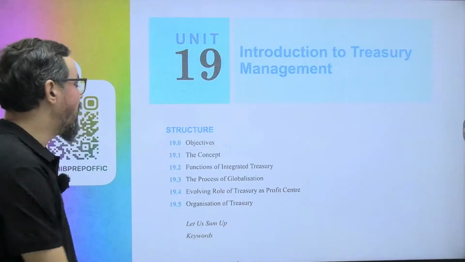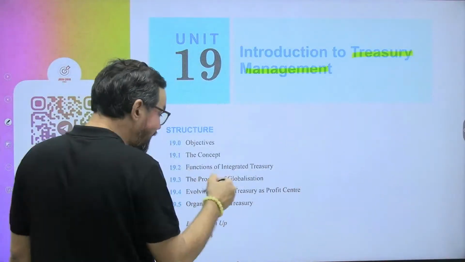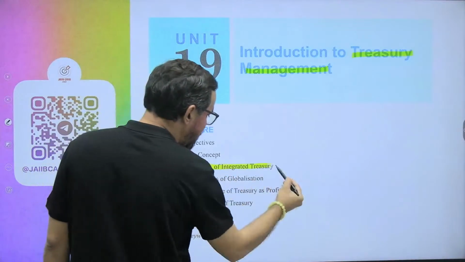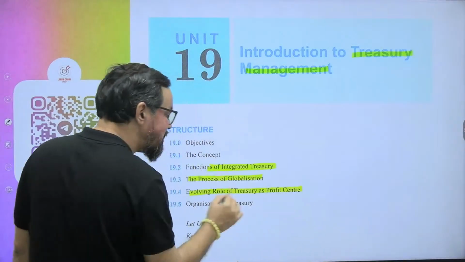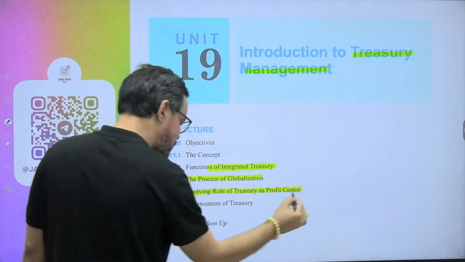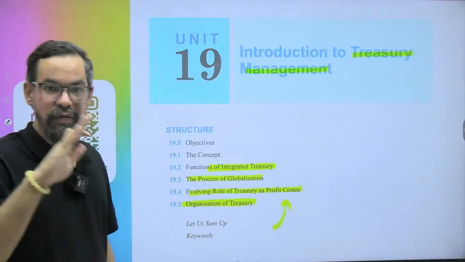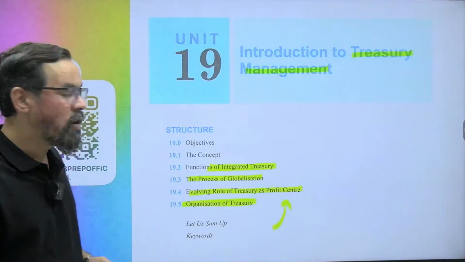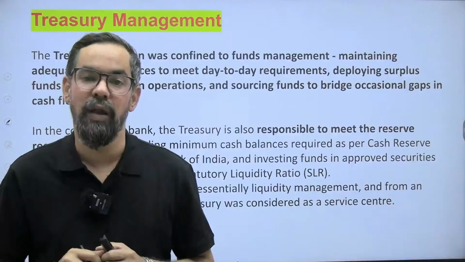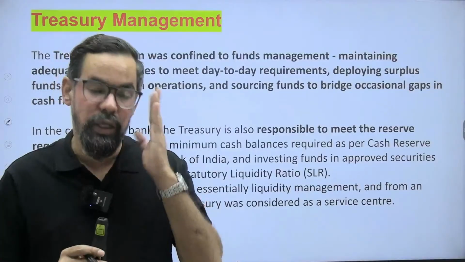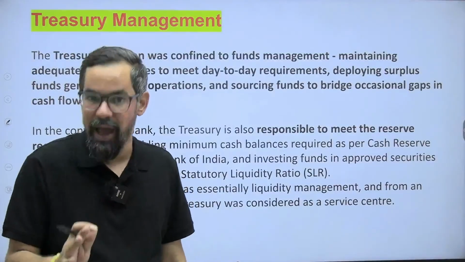So guys, we will start with the introduction of treasury management, or majorly the concept of integrated treasury, process of globalization, evolving role of treasury as a profit center, organization for treasury. That means front office, mid office, and back office, right? I hope everybody knows about the treasury things. Treasury management nowadays is very important to maintain the overall profitability for the bank itself.